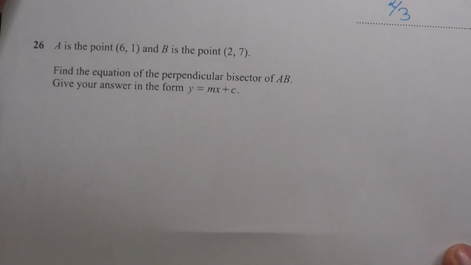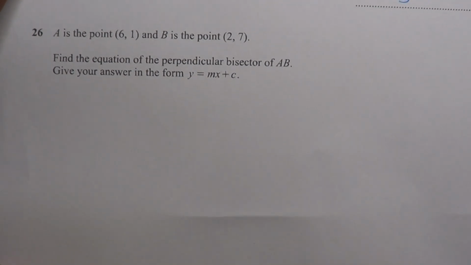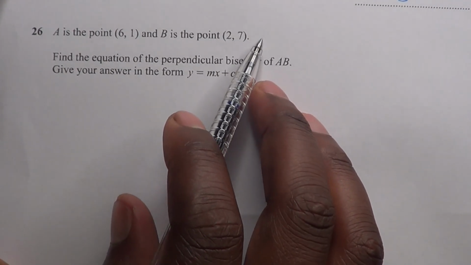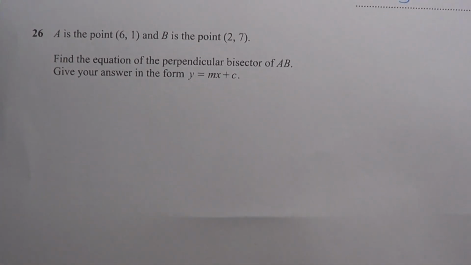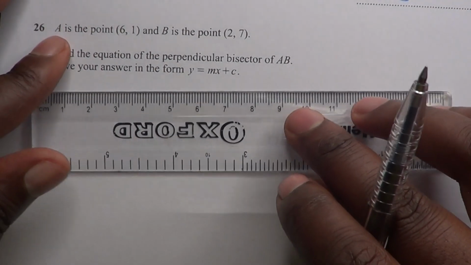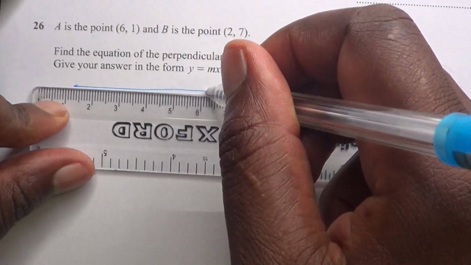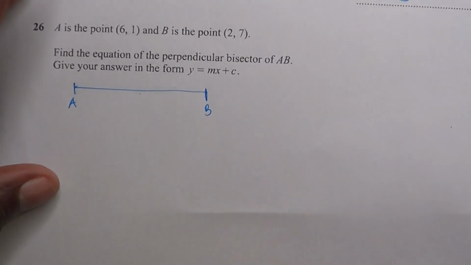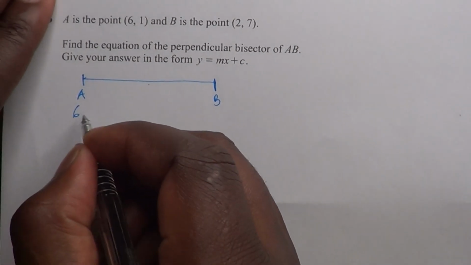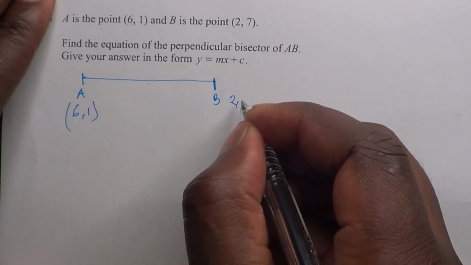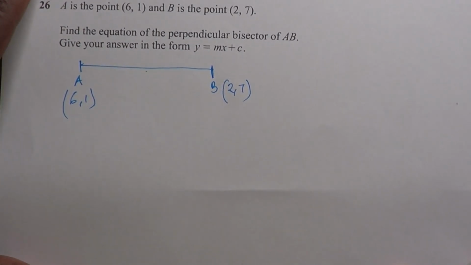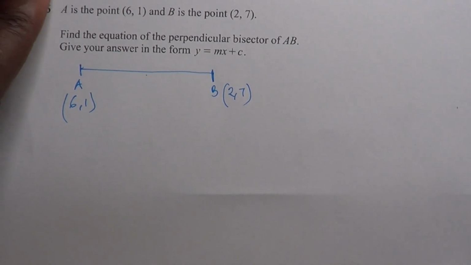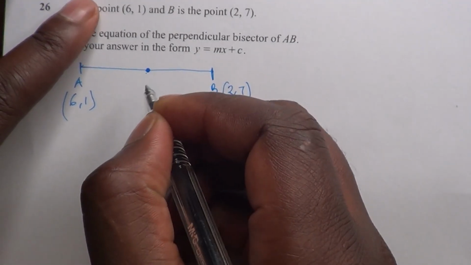So the next step, look at question number 26, the last one. A is 6,1 and B is 2,7. So at this point here we have A and B. Because we are being told to find the equation of the perpendicular bisector, let us find the midpoint.